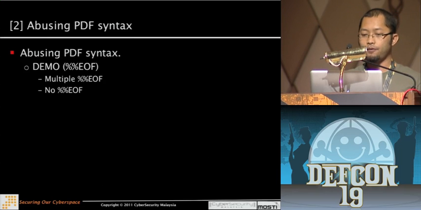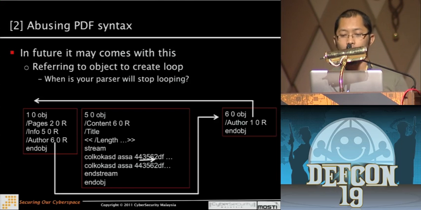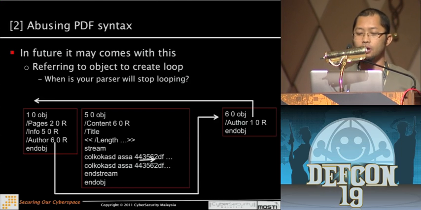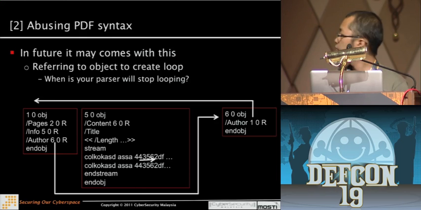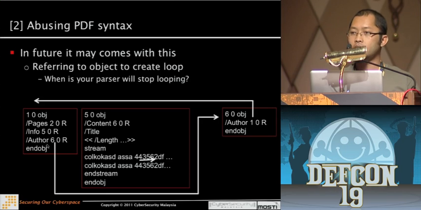For example, in future, I believe PDFs have something like this: a reference to an object that creates a loop. For example, you have object 1 that has a dictionary for author, which is pointing to object 6 over here, and object 6's author is also pointing to object 1. If you open it with any PDF application, it may stop. But if you're building your own parser, when are you going to stop your loop? So that would be interesting to see when we should stop.